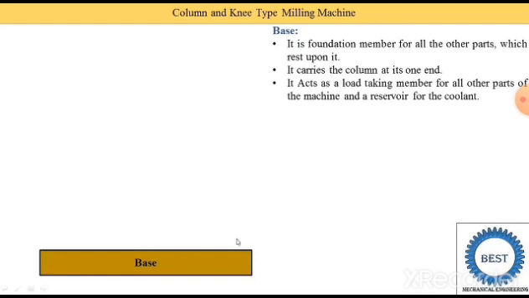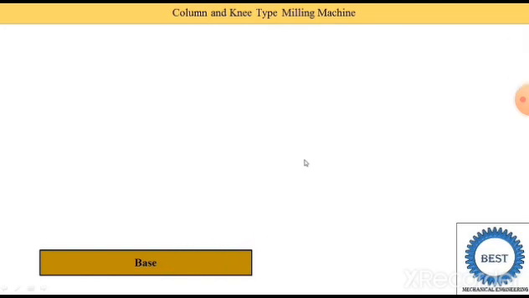This base is generally made from cast iron because cast iron has good compressive strength. So this base absorbs all the compressive loads coming from the other components. That's why it is manufactured from cast iron using the casting process.